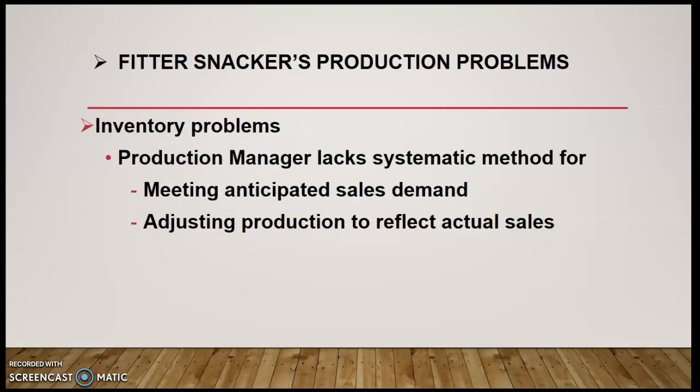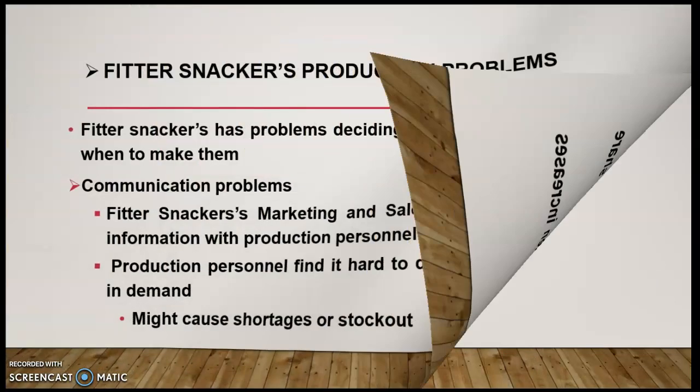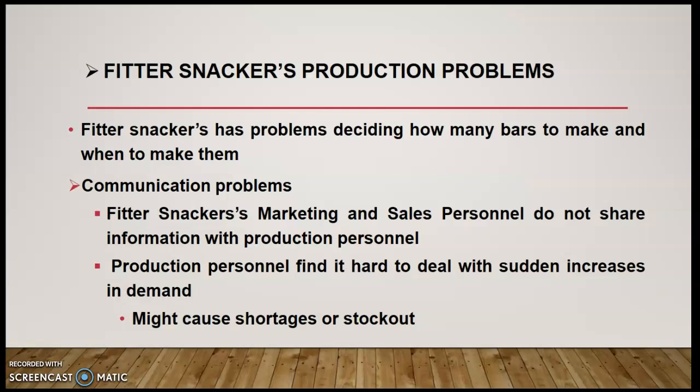Fitter-Snacker's production problem: it has problems deciding how many bars to make and when to make them. Fitter-Snacker's main production problems are in the areas of communication and inventory. When we say communication problem, Fitter-Snacker's marketing and sales personnel do not share information with production personnel, and production personnel find it hard to deal with sudden increases in demand. This might cause shortages or stockouts.